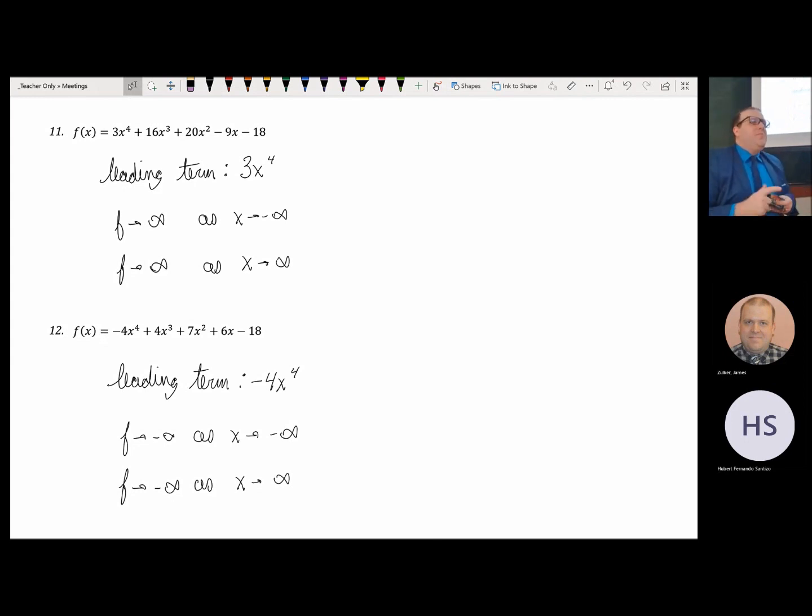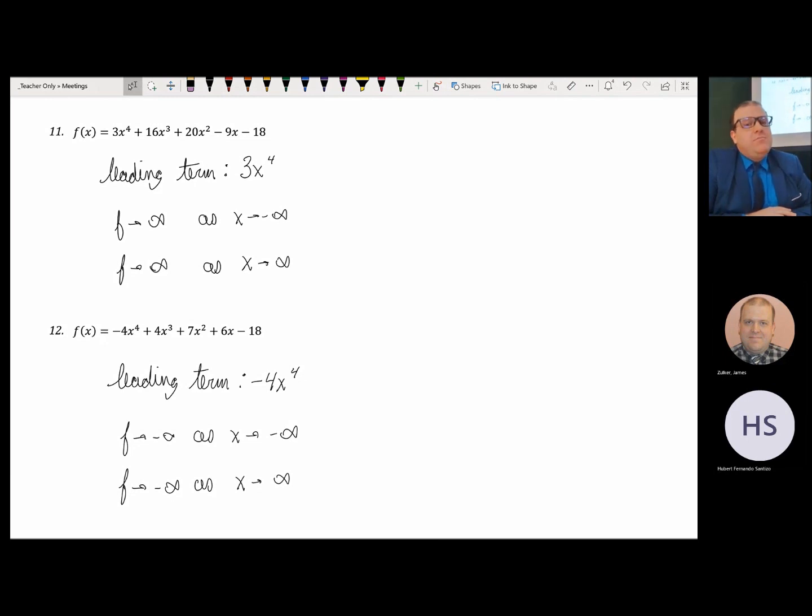Questions on the definition of a polynomial? And so we had leading term, leading coefficient, the constant term, degree, number of turning points, and end behavior. So every time the exponent is even, it's a parabola. It's parabolic.